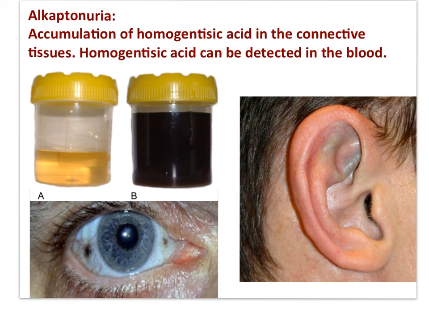The inability to metabolize phenylalanine and tyrosine results in the accumulation of homogentisic acid, which in its oxidized form produces a dark color. In these images, you can see the accumulation of homogentisic acid in the connective tissues, evidence of its presence in the blood and in the urine. Normal urine on the upper left, and the urine of someone suffering from alkaptonuria on the right. The accumulating homogentisic acid causes damage to cartilage specifically, leading to arthritis as well as problems with heart valves.